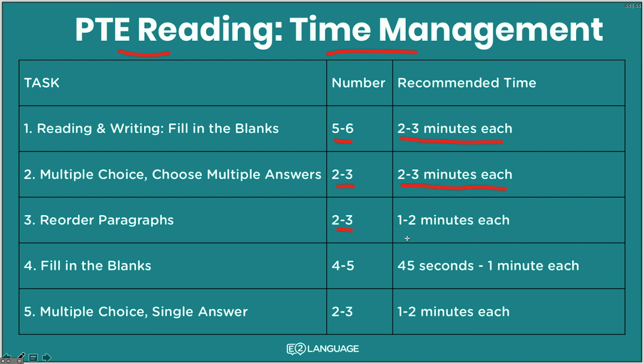Reorder paragraphs, you get 2 or 3. These should only take you about 1 or 2 minutes. They're not long. The sentences within the paragraph are not long. Fill in the blanks, you get 4 or 5. These can be done in about 45 seconds. These have extremely short text. I think they're 80 words. And remember, you're just dragging a word into the gap to make a collocation. So really, you should not be spending too much time on this one. This one should be done rapidly.